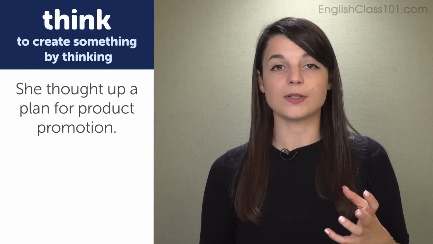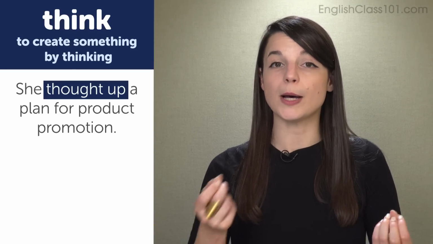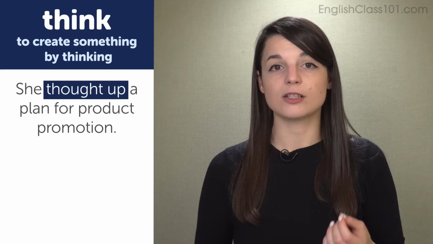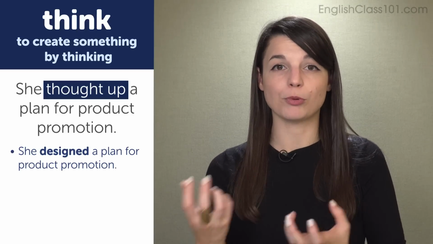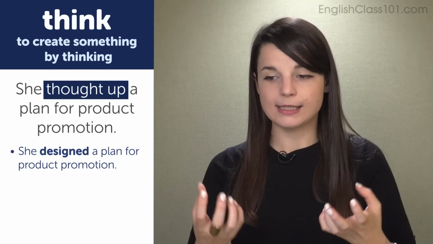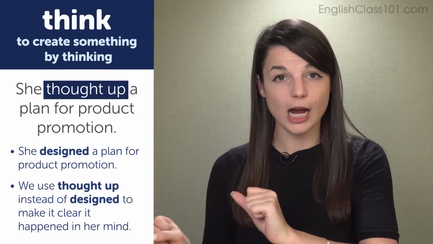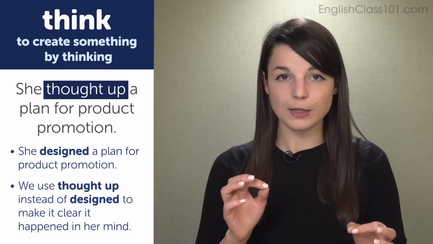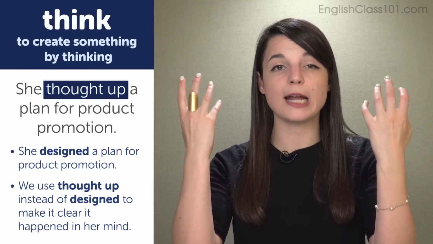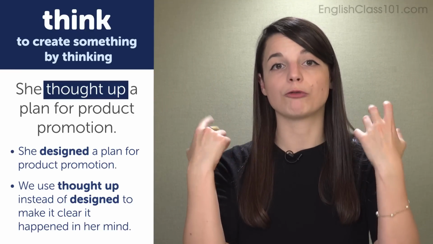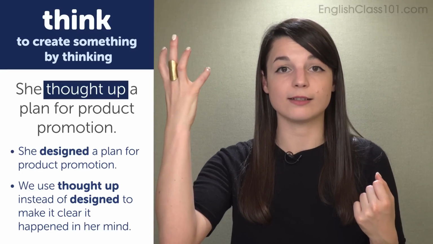In the second example sentence, we see the same meaning but for a business situation. She thought up a plan for product promotion. So in this case, past tense, she thought up, she designed a plan for product promotion. But when we say designed, it sounds maybe like she planned something on a computer, perhaps. When we use she thought up, it means she used her mind. She considered the ideas she had and created a plan in her mind for promotion of the product. So thought up uses the mind to create something.